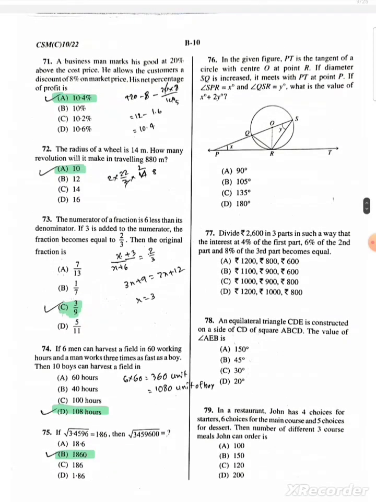In this question you have to find out x plus 2y. The value is 90 degree.